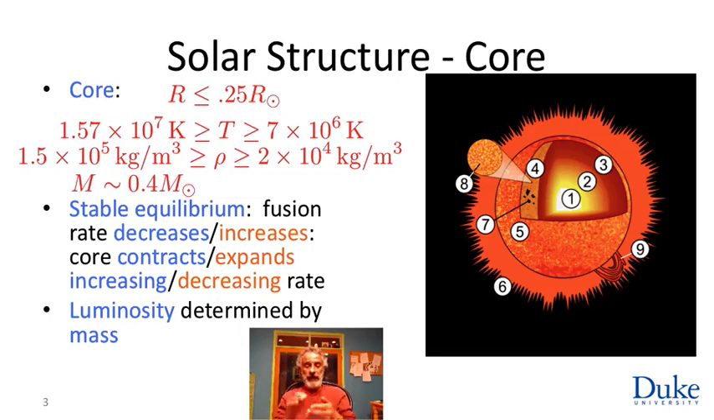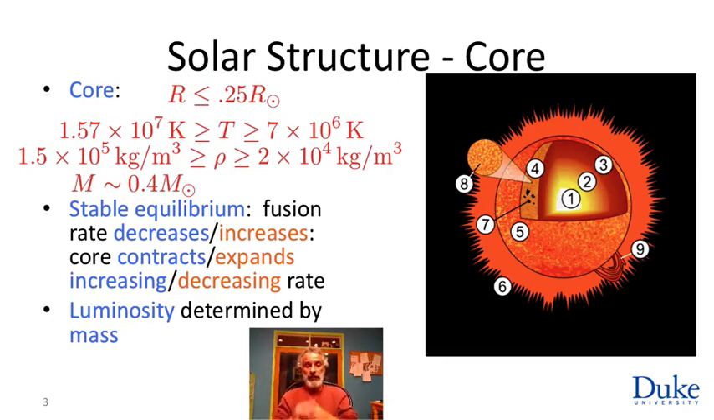If, on the other hand, the rate of fusion were to increase, the core would heat up, expand a little, the expansion would cool it down, and this would decrease the rate of fusion. So the rate of fusion is, in fact, controlled by the weight of the outer atmosphere of the sun. In other words, the luminosity is determined by the mass of the outer layers of the sun pushing down on the core, determining how much of the sun is going to be compressed.